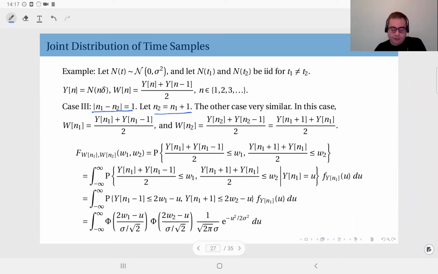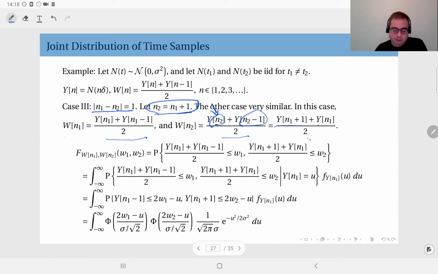In this case, Wn1, look at this. It's Yn1 plus Yn1 minus 1 over 2. And when you look at Wn2, it's Yn2 plus Yn2 minus 1 over 2. When you put in this here, you have y of n1 plus 1 and n1 plus 1 minus 1. Here you have y of n1 divided by 2.